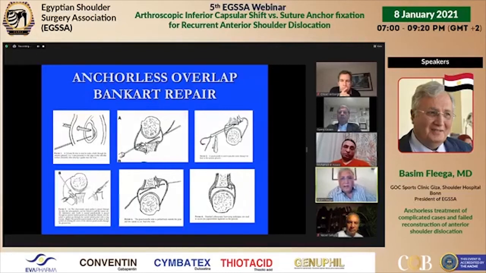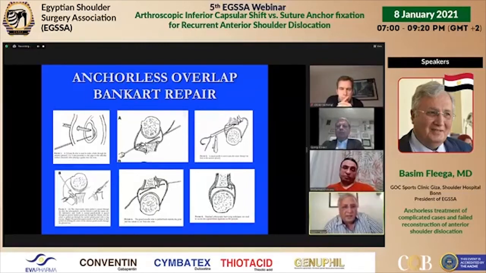The overlap Bankert repair is used to fix the labrum to the anterior glenoid rim with sutures by making a hole in the anterior glenoid rim, passing a suture with a so-called PS wire, the wire with the suture in the anterior, and then tying the labrum to the anterior glenoid rim.